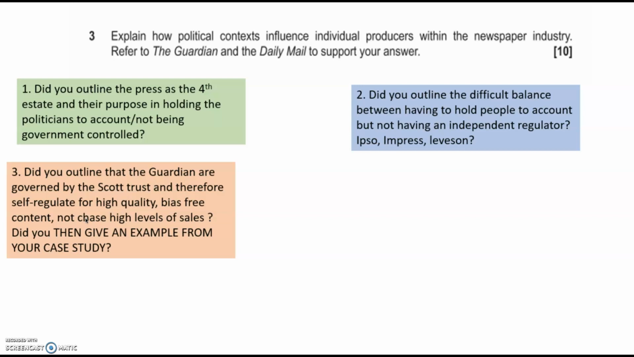Number 3, the first thing, again, I said about ownership, it was really key that you actually highlighted or picked up on the fact that the Guardian are governed in a different way. That they're governed by the Scott Trust. So therefore they self-regulate. They're not part of Ipso or Impress or any of the others. And what they do is they self-regulate supposedly for high quality bias-free content. They are not there to chase sales like the Daily Mail are. So this is where you're talking about the political context in which we live.